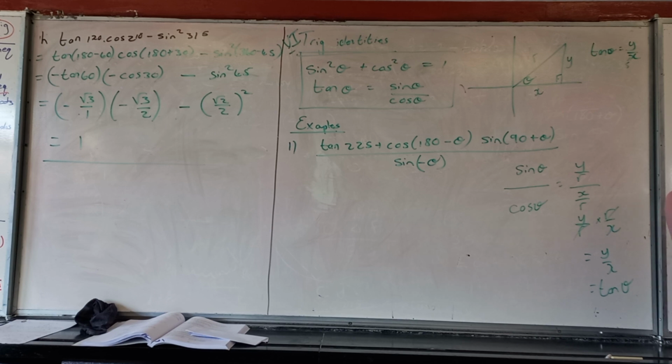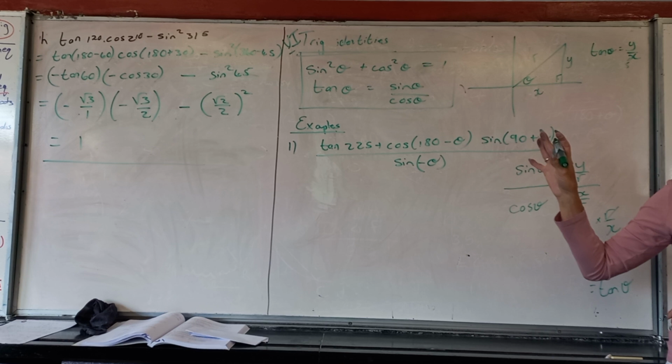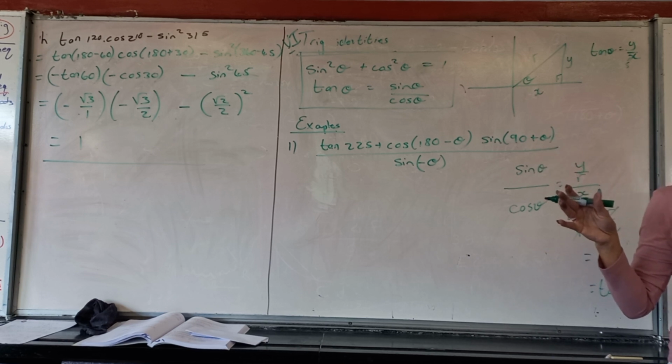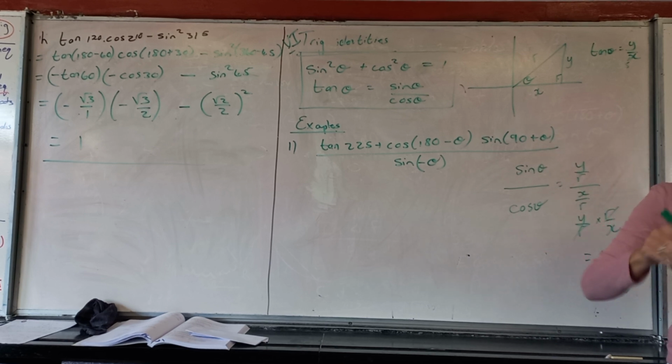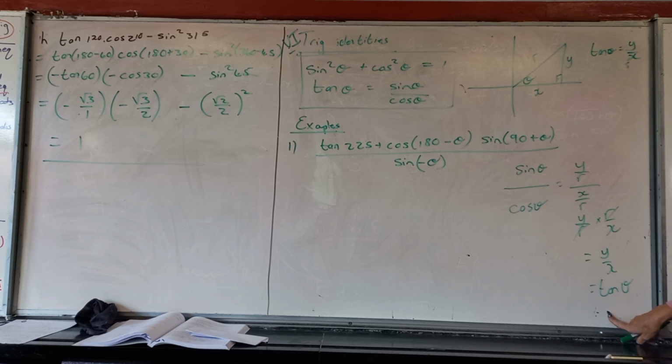What about cot? You still remember cot? We're never going to work with cot. But by the way, what was cot? It's the opposite of that, and that would mean it's 1 over tan. So whenever you've got cos over sin, it would be 1 over tan as well. So we're going to be fixing it up a bit.